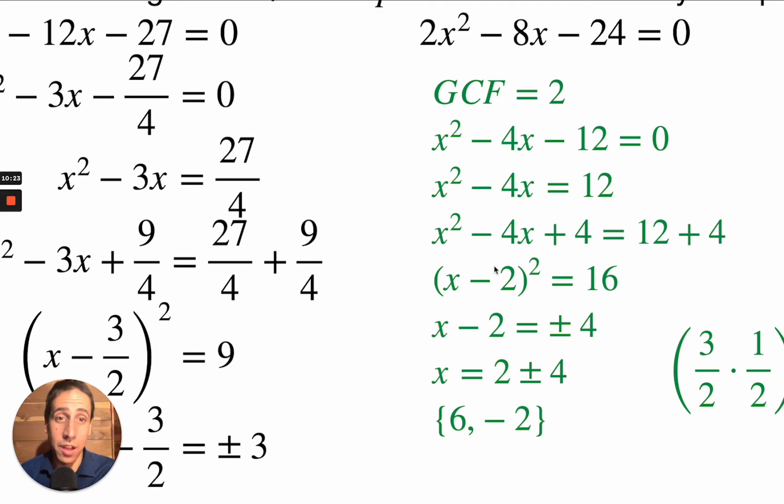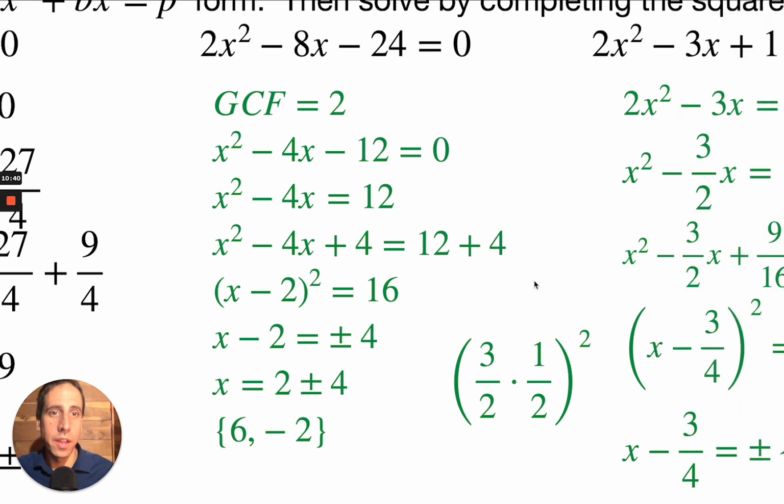Great, we've got x minus 2 squared is equal to 16. And now we're going to just undo operations. We're going to undo the squared here. We're going to undo the subtraction here. And we get x is equal to plus 2 plus 4, and x is equal to 2 minus 4. And when you do those addition and subtraction, you get 6 and negative 2.